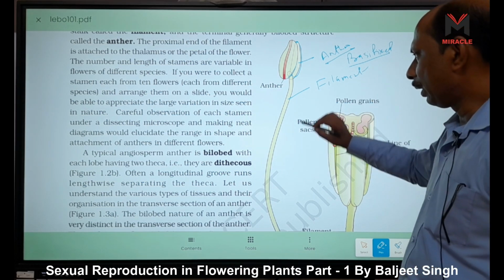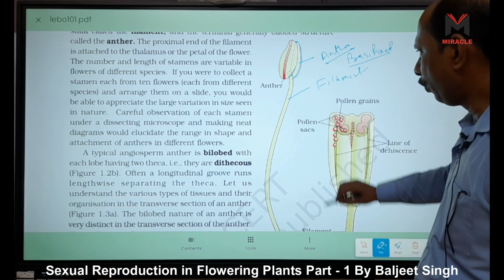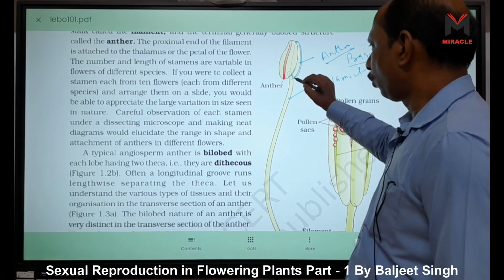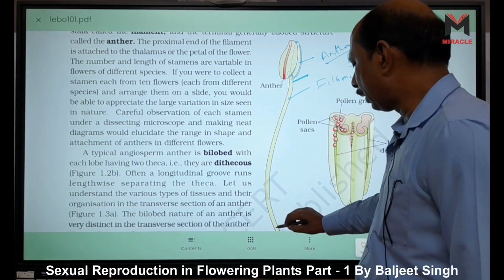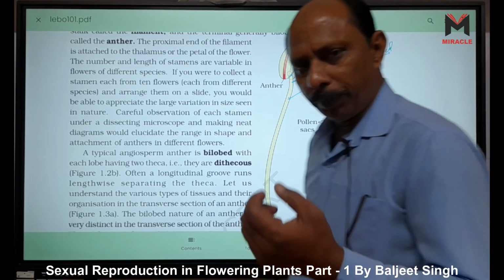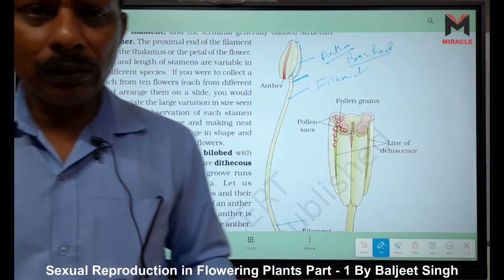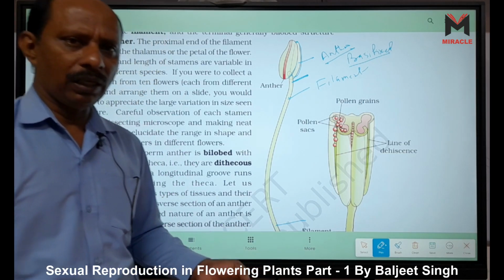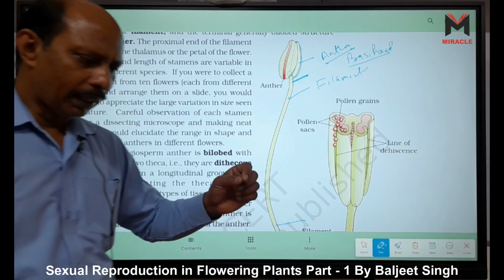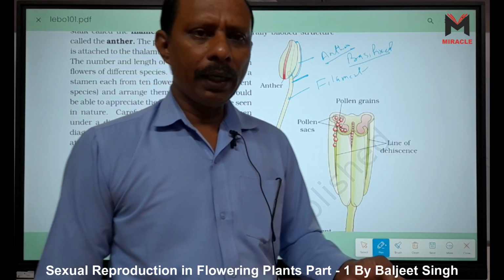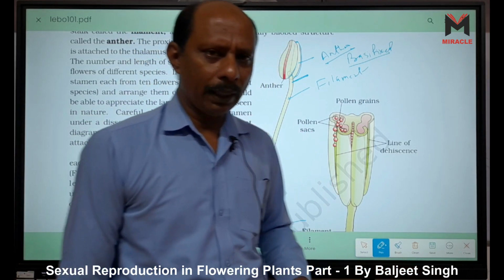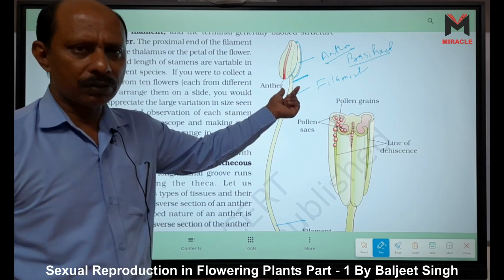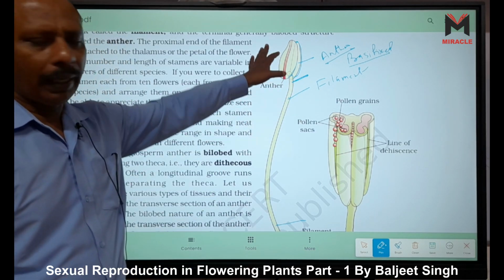One more important thing, it is a filament, right? And when you see the filament, the base of the filament is attached either to petals, which is epipetalous, meaning stamens on petals, or it will be attached to the thalamus, right? And the apical portion of this filament is attached with the anther.